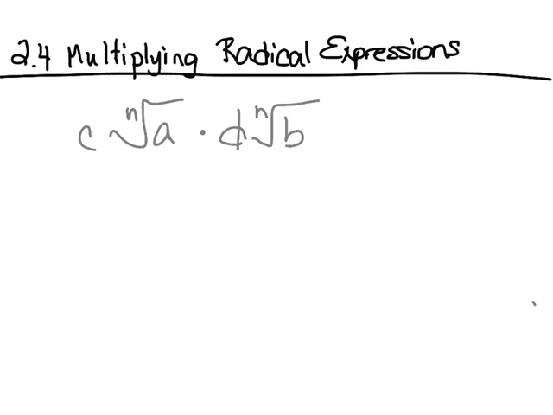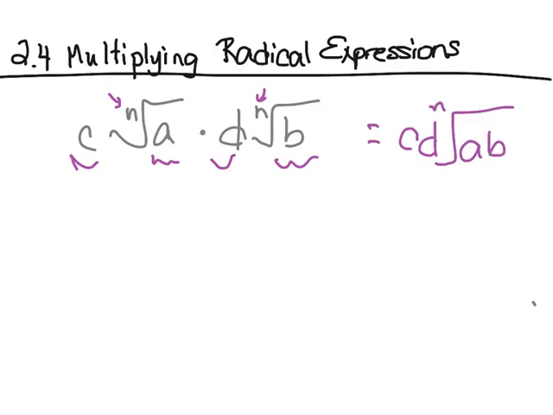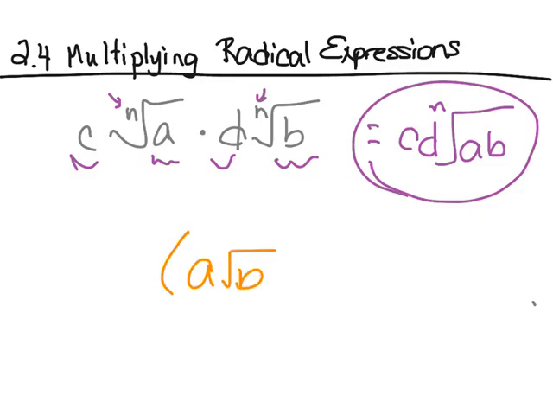Multiplying radical expressions. When you multiply radical expressions, if your index is the same, you are going to multiply your coefficients, and you're going to multiply your radicands and leave them underneath the radical. So this is what it'll look like. If you have a radical raised to a power, you need to remember to distribute your power to both terms in the radical, the coefficient and the radicand.